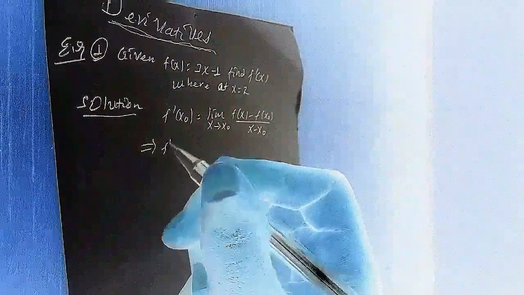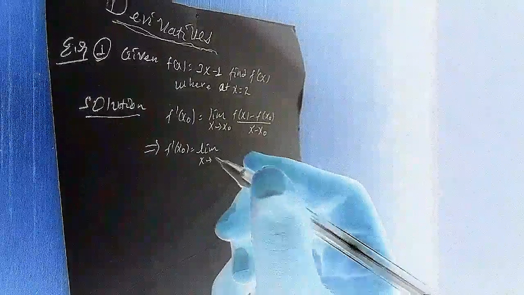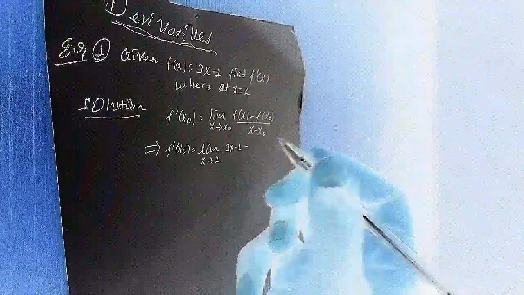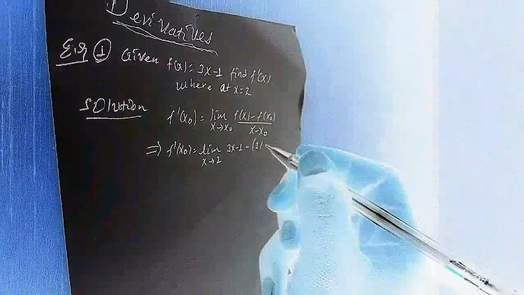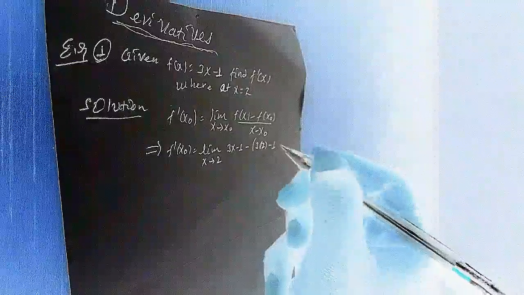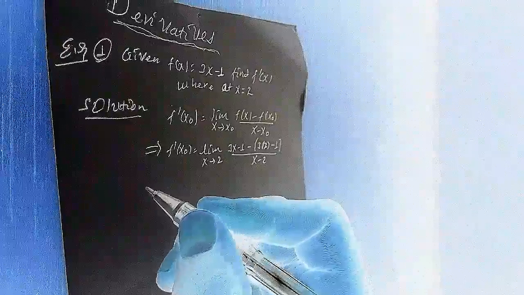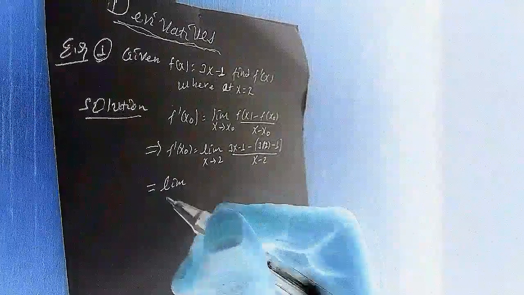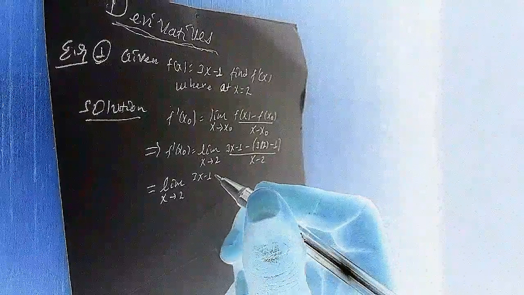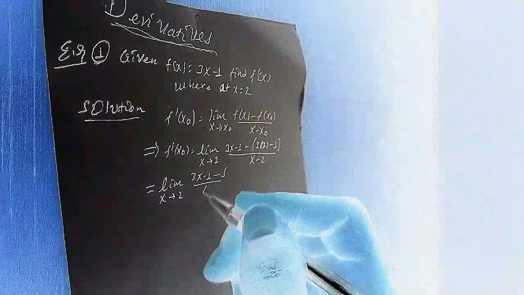f'(x₀) equals the limit as x goes to x₀. That means, at x₀ = 2, f(x) is equal to 3x - 1 minus f(x₀), which is 3 times 2 minus 1, the whole over x - 2. This gives us the limit as x goes to 2 of (3x - 1) minus (6 - 1), that is 5, over x - 2.